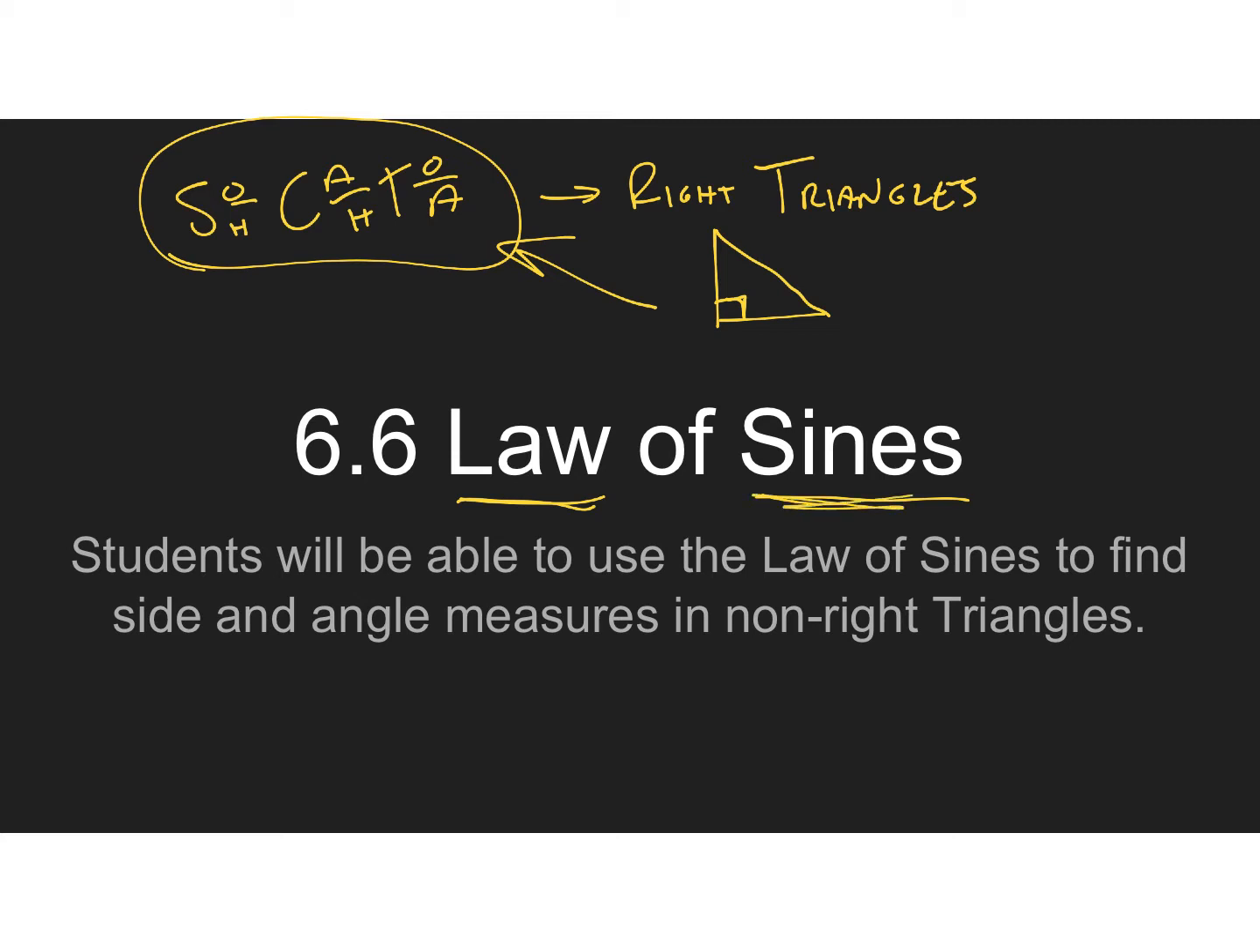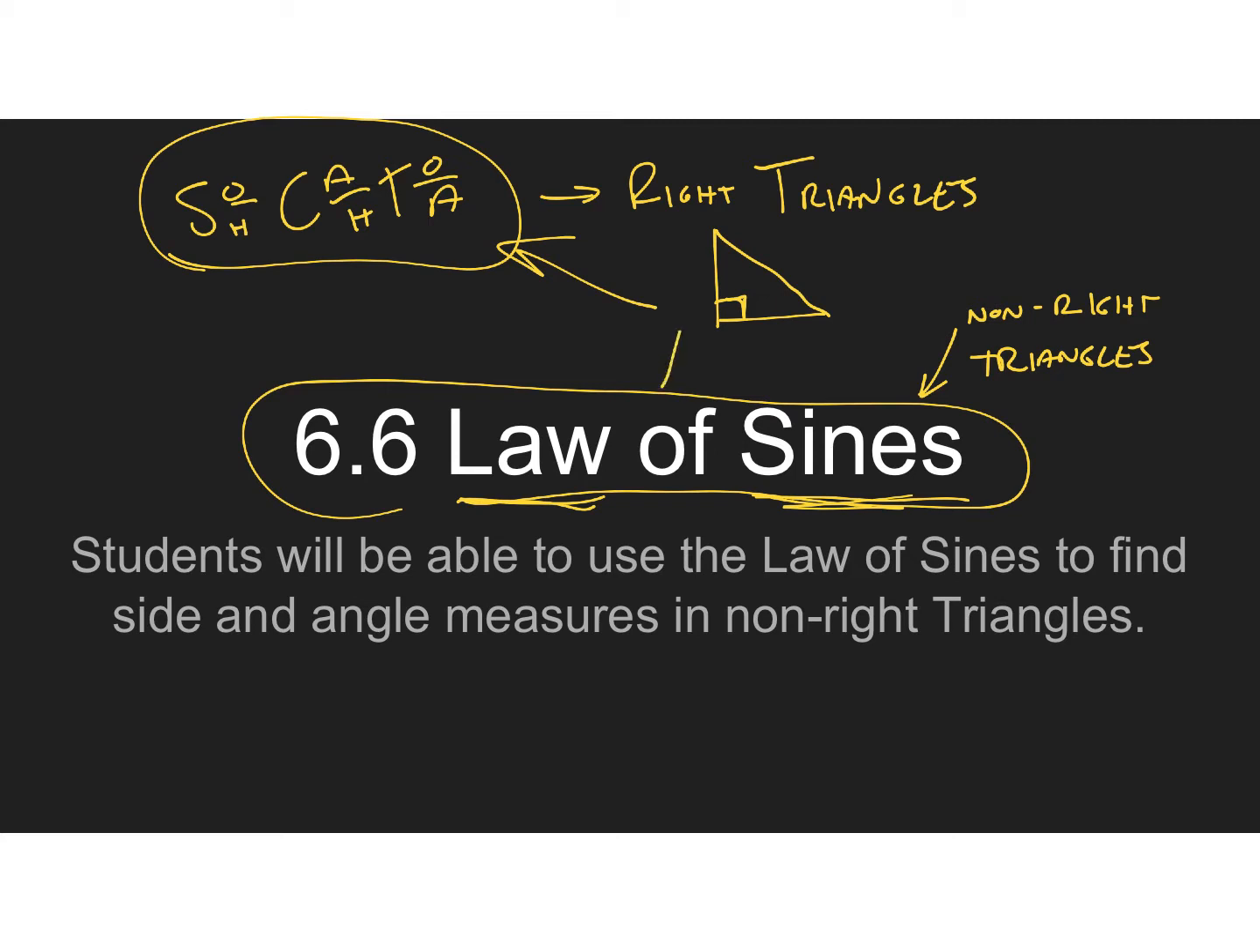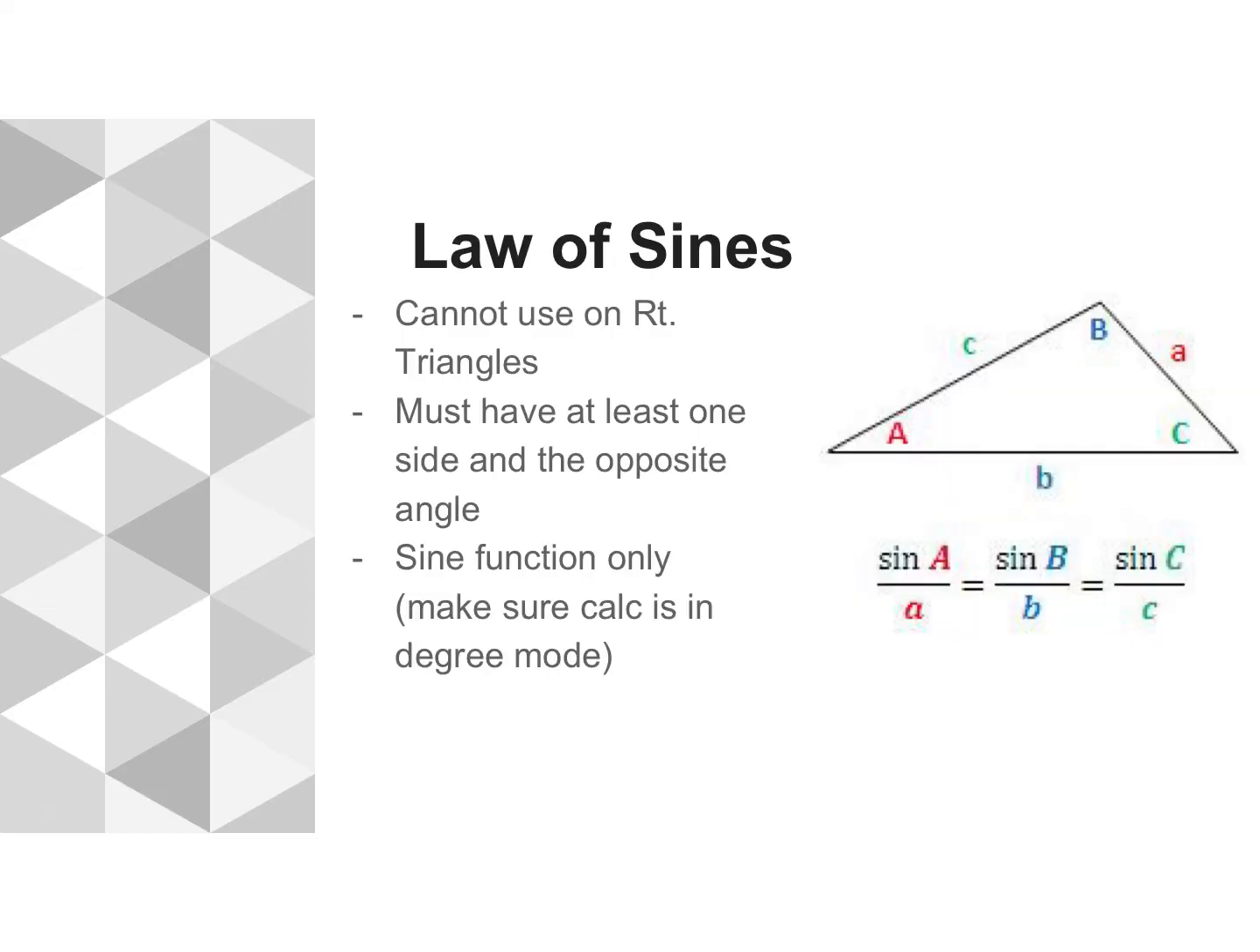In Law of Sines, these only work in non-right triangles. So you cannot use Law of Sines with right triangles. That's a big no-no. So let's talk about and figure out what the Law of Sines is and how it works. As I said before, you cannot use this on right triangles. That's a big one. And the relationship you're looking for is you need one side and the opposite angle.